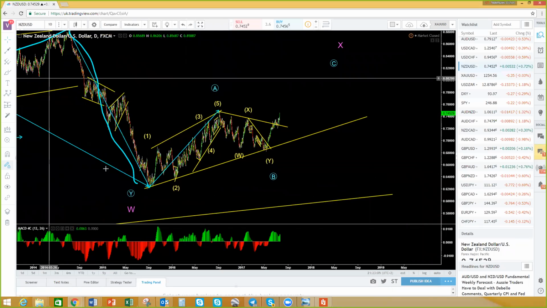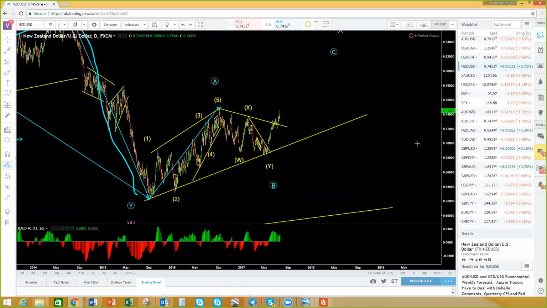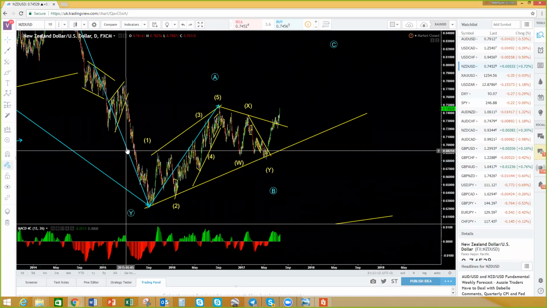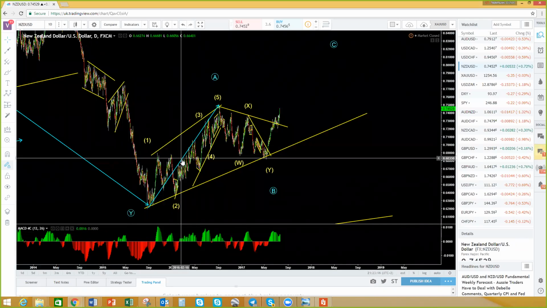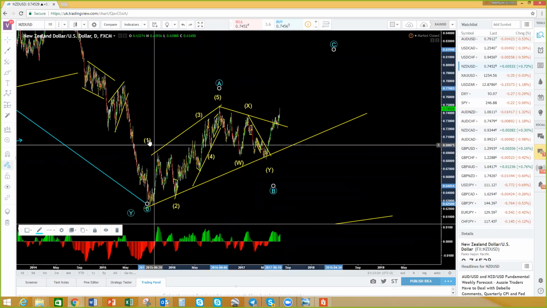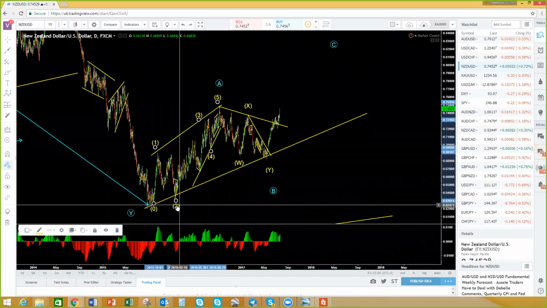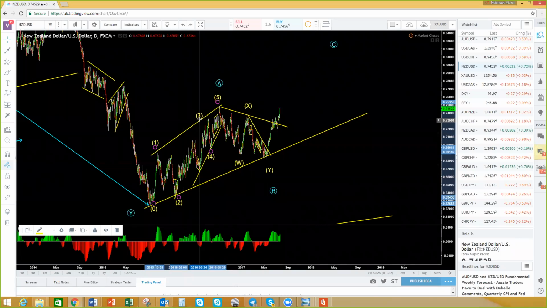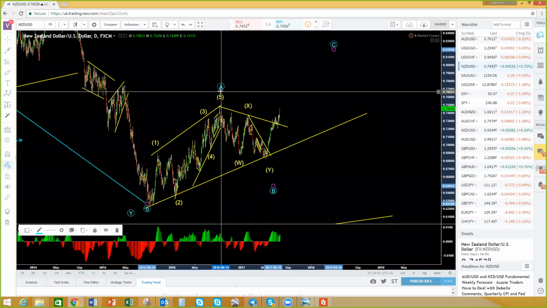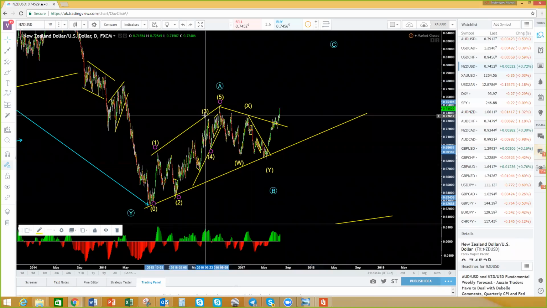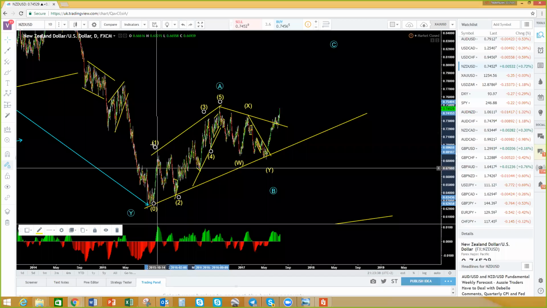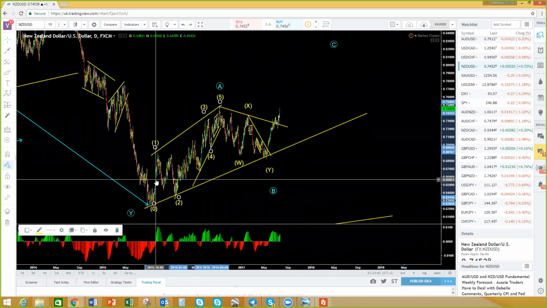Okay, so we've got this impulse here. We had the impulse. I'm going to take it off. This was just me doing my analysis. We had the impulse, and after the impulse, I've got this 1, 2, 3, 4, 5. Do you see now that I've labeled this 1, 2, 3, 4, 5? I do not just label 1, 2, 3, 4, 5 because it's five swings. I label it 1, 2, 3, 4, 5 because it complies with the rules of a 1, 2, 3, 4, 5 impulse or actionary wave. So this one is not just a normal impulse. This one is a leading diagonal.